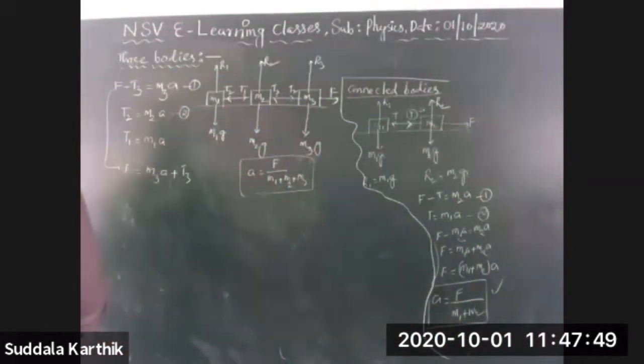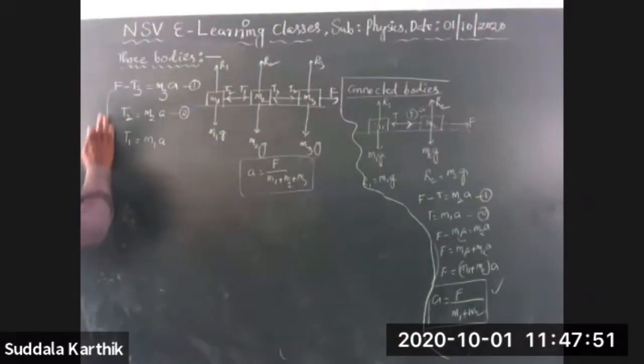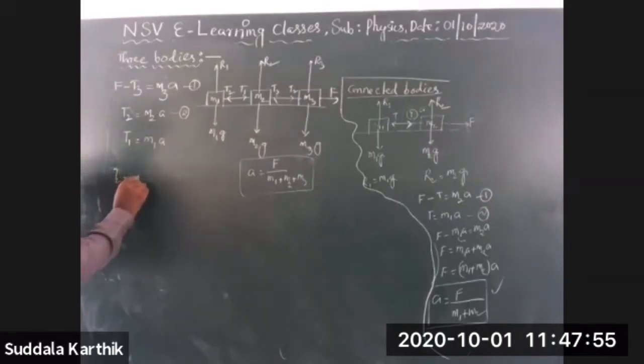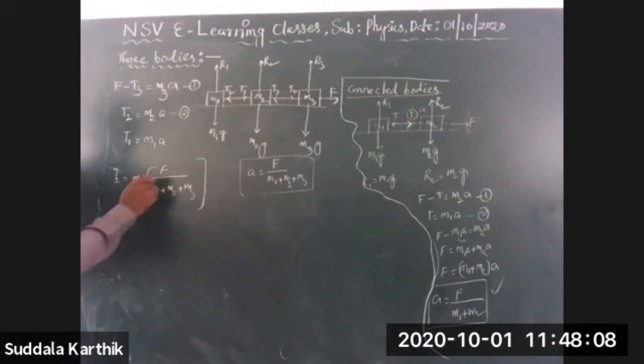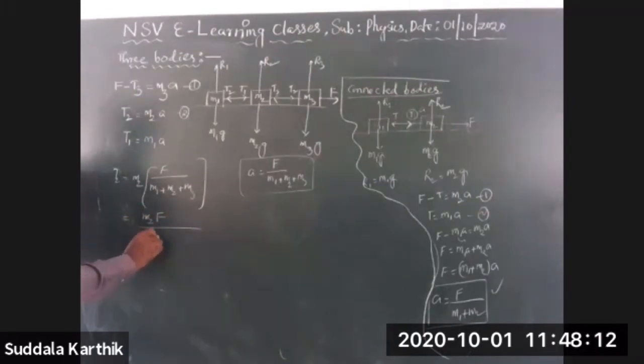Then tell me, how can you calculate T2? Leave this one first of all. T2 is equal to how much? M2 into A. A is how much? F by M1 plus M2 plus M3. Then you can write this as M2F by M1 plus M2 plus M3. Let it be equation number 3.